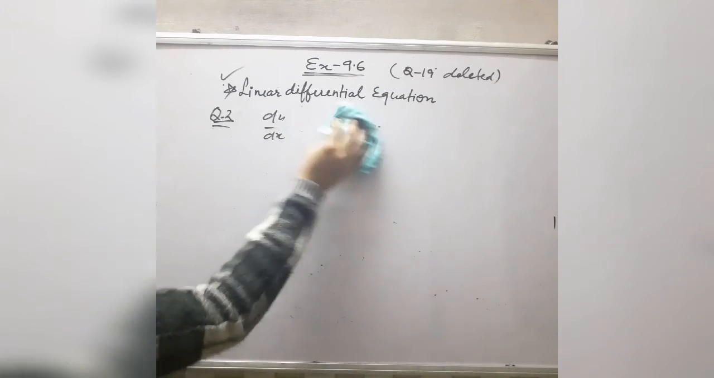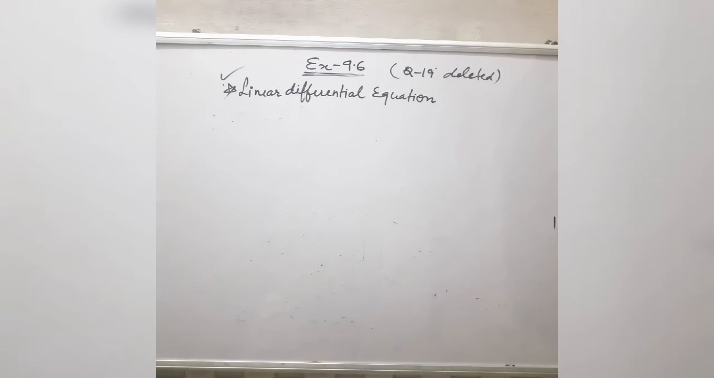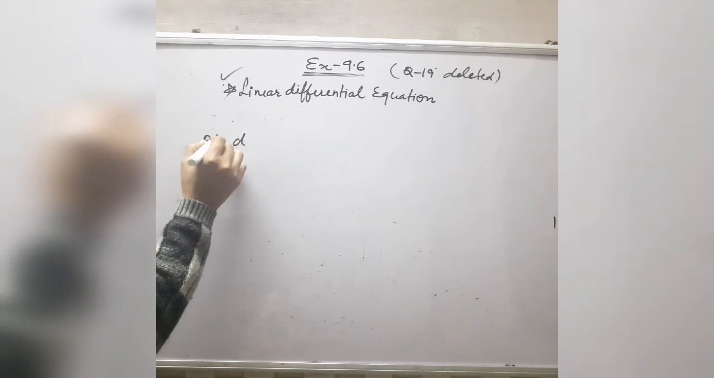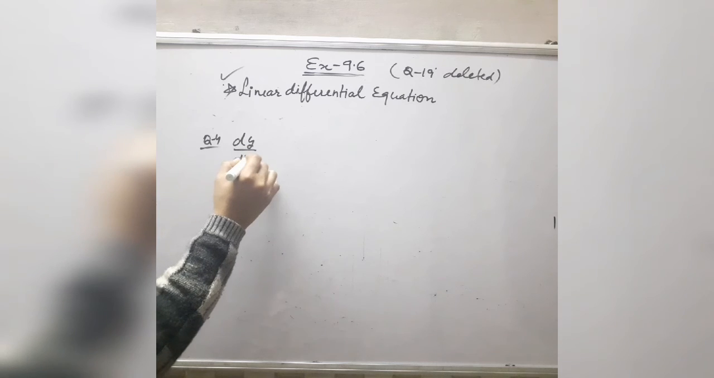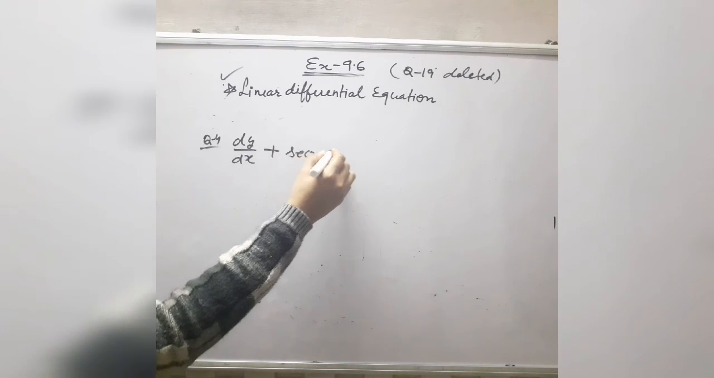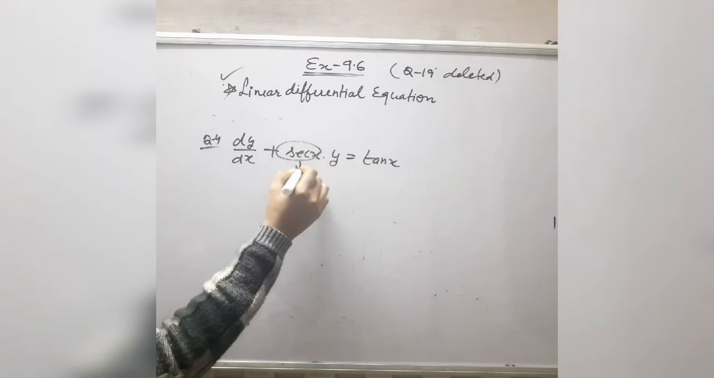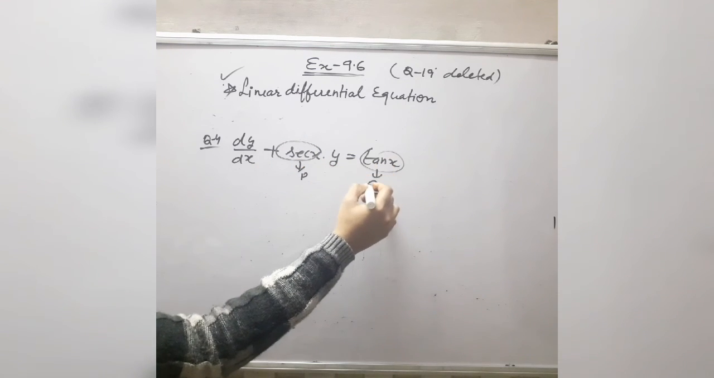Now see the next question of this exercise. Now questions number 3 and 4. In question number 3, p is 1 by x, q is x square. You can do it yourself. Now see question number 4. In question number 4, the statement is dy by dx plus secant x into y is equal to tangent x. If you see here, this is p and this tangent x is q.